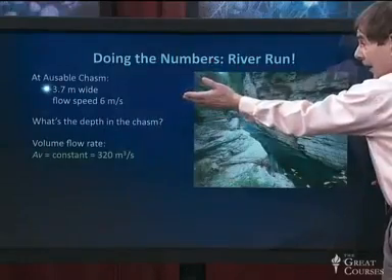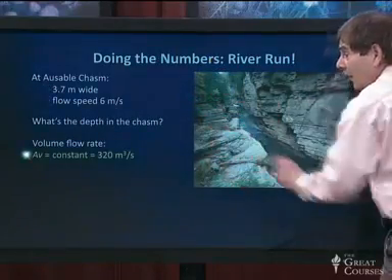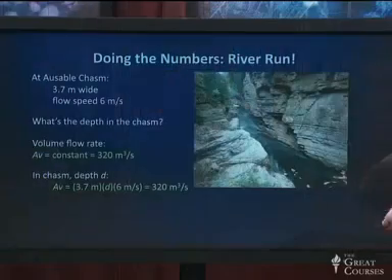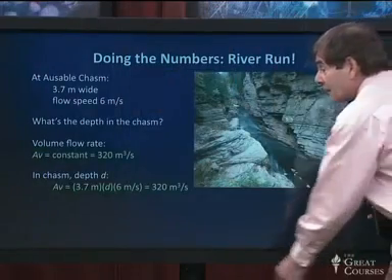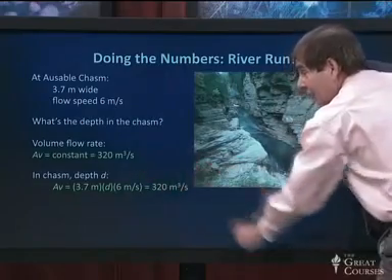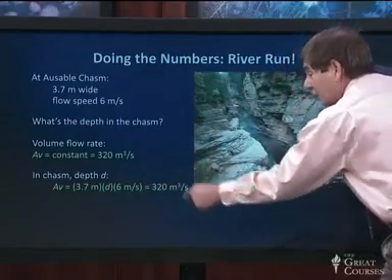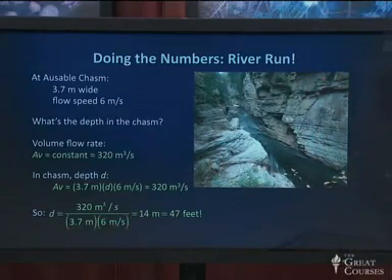So again, we are looking at the Ausable Chasm, 3.7 meters wide, 6 meters per second flow speed. We found the volume flow rate. It's 320 cubic meters per second. That's the flow rate anywhere by conservation of mass. So in the chasm, the thing we don't know is the depth, d. So we have the width, 3.7 meters, the unknown depth, d, the 6 meters per second. They have to multiply together to give 320 cubic meters per second. We solve for the unknown depth d, and it's 14 meters or 47 feet.